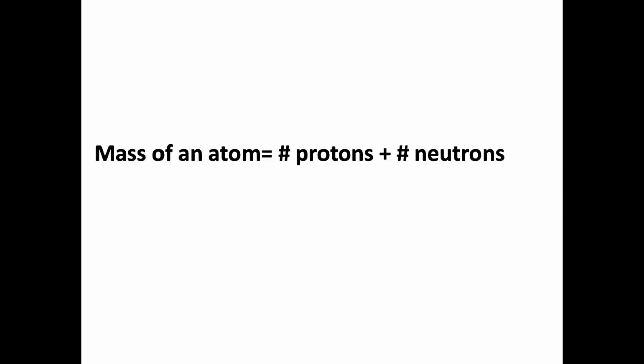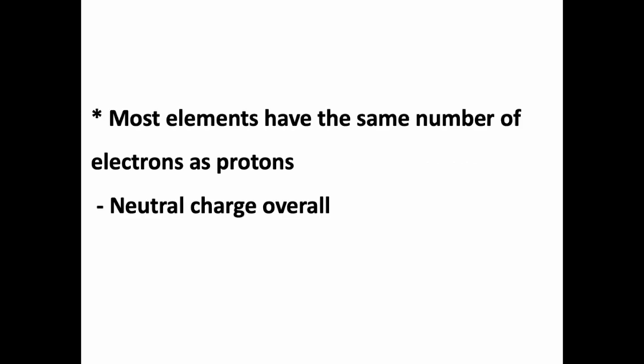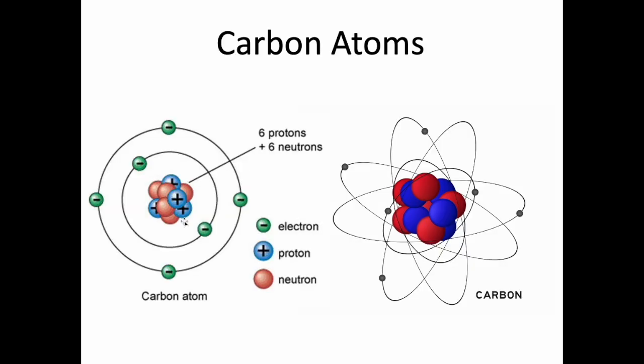So that does mean, if you're wanting to count these things up, the mass of an atom equals the number of protons it has plus the number of neutrons it has. Number of electrons don't really matter when it comes to this. And we saw this with carbon, just another note here. Most elements have the same number of electrons as protons. We saw this in carbon.